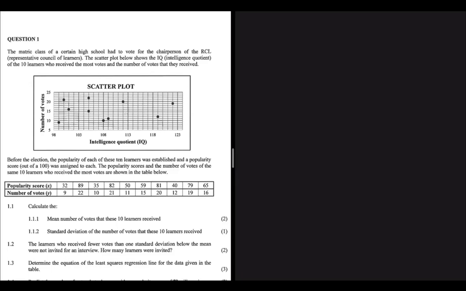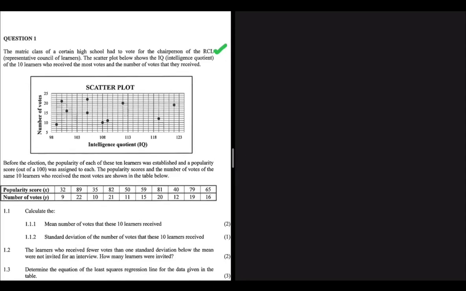The matric learners of a certain high school like to vote for the chairperson of the RCL. The scatter plot below shows the IQ of the 10 learners who received the most votes and the number of votes that they received. Before the election, the popularity of each of the 10 learners was established and a popularity score was assigned to each. The popularity scores and the number of votes of the same 10 learners who received the most votes are shown in the table below. Right, and then the first question, 1.1, 1.1.1.